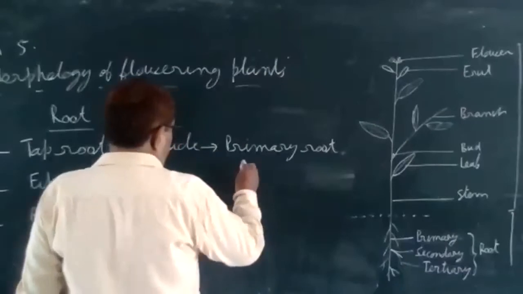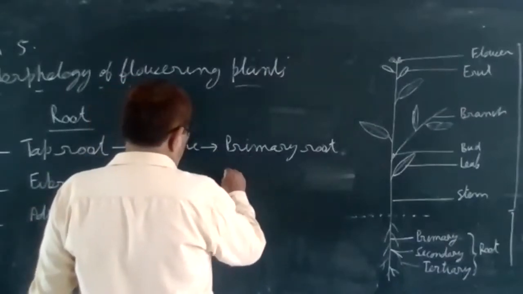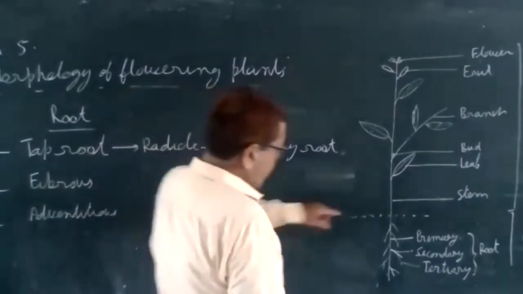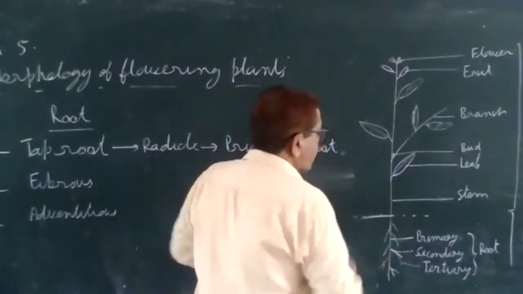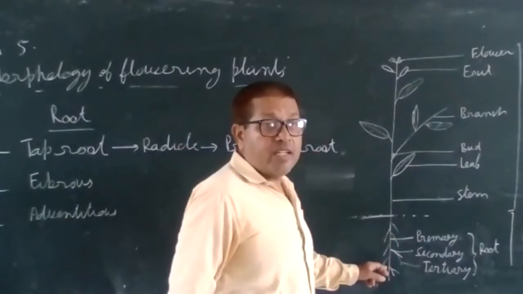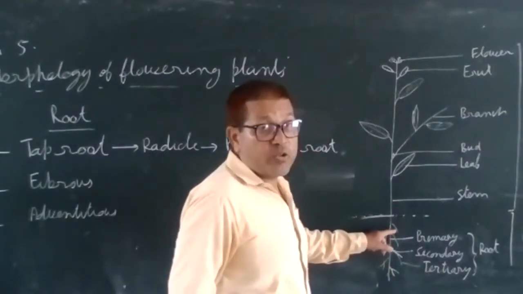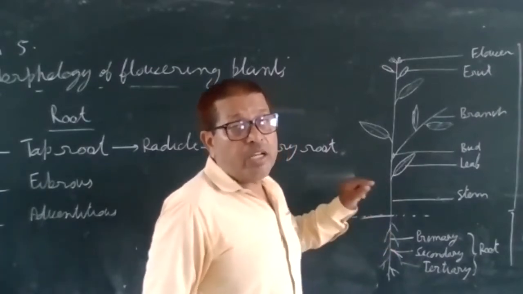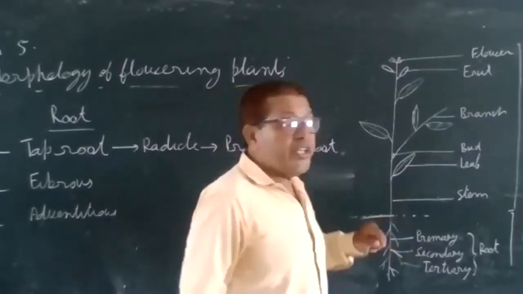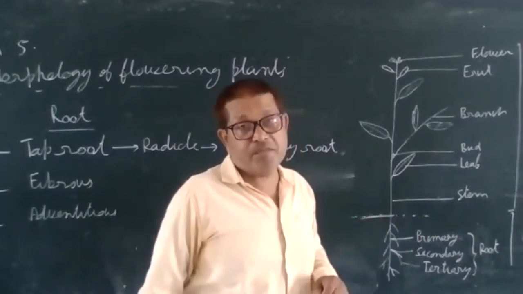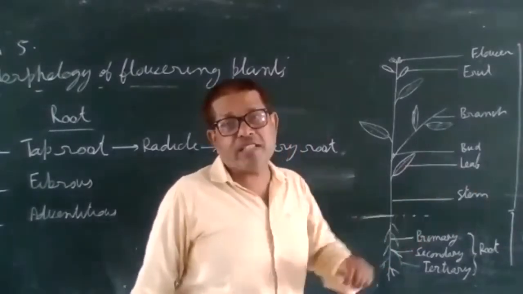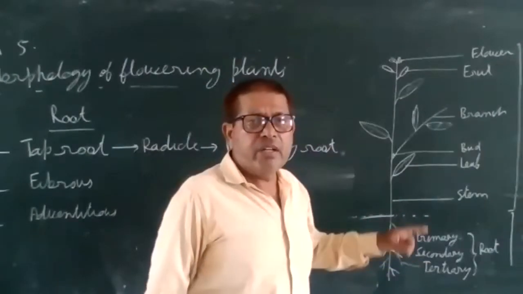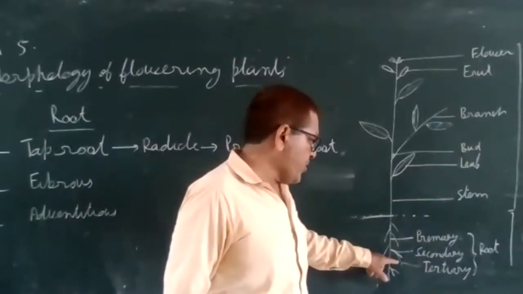So primary roots, suppose it is coming here, and in the diagram it is given. This is the primary root, and from the primary roots these lateral roots come out. The lateral roots which come just from the primary roots are called secondary roots. And from secondary roots, some roots also come out. These roots are called tertiary roots.